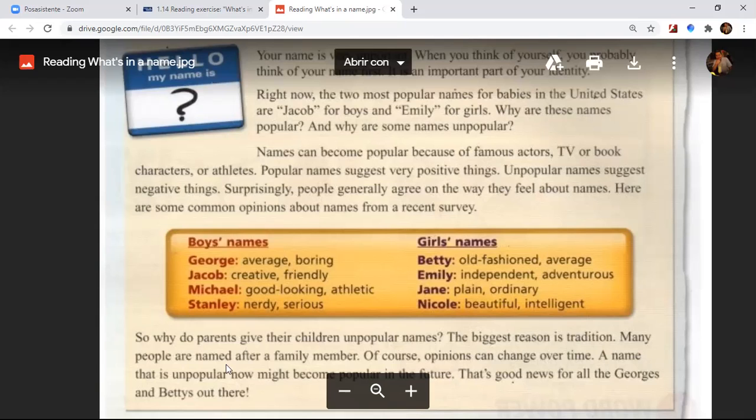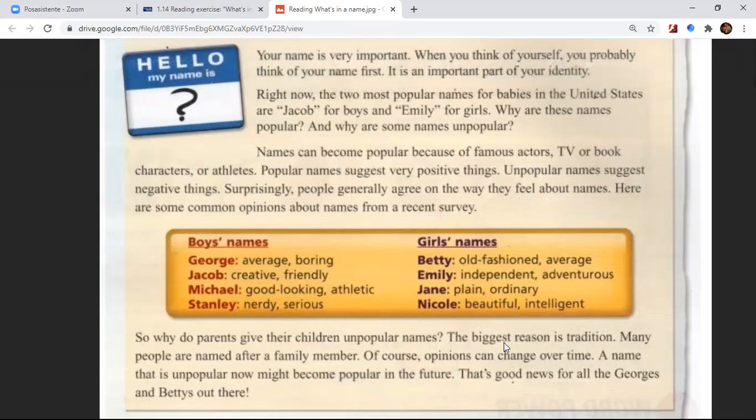Of course, opinions can change, right? Las opiniones cambian. A name that is unpopular now can become popular in the future. Puede ser que en los 70, Fernanda José pueda ser no muy popular, pero ahora sí, en el presente sí, Fernanda es común, ¿verdad? Y se oye bonito, ¿ah? Okay, o María José, right? Now, that's good news for all the Georges and Bettys out there, right? Son buenas noticias para todos los que se llaman Jorge y Betty, que puede ser que en el futuro sean mejores los nombres. Okie dokie.